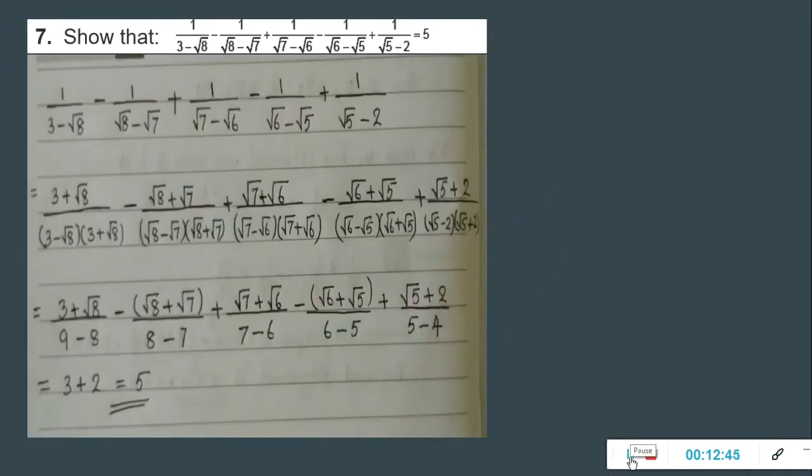Question number 7. In this question, we have been given this value and we have to show that it is equal to 5. Again, the same method will be used here, rationalizing the denominator. When we rationalize the denominator, the 3 minus root 8 will become 3 plus root 8, and we multiply and divide by the same value. Here we can see that 3 plus root 8 is multiplied and divided in the numerator and the denominator.